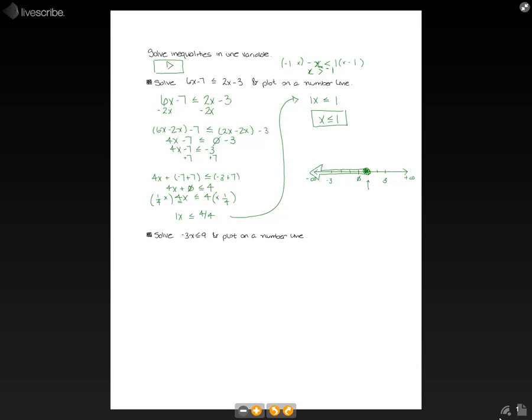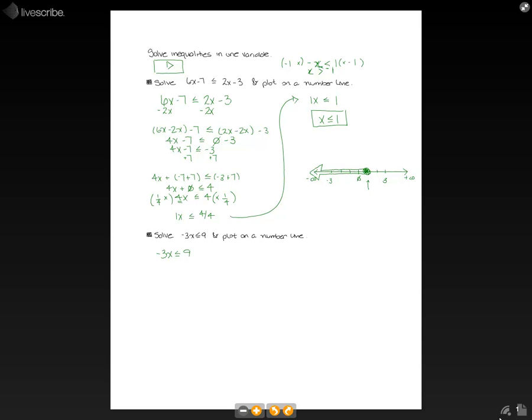Next, we're asked to solve negative 3x less than or equal to 9, and then again plot it on the number line. First thing I always do is rewrite the equation, and we just do that because it helps us make sure that we fully understand and notice every aspect of the equation so we don't miss anything. So we have negative 3x less than or equal to 9. Remembering what we talked about at the beginning, we need to get the x by itself and everything else on the other side of the inequality sign.